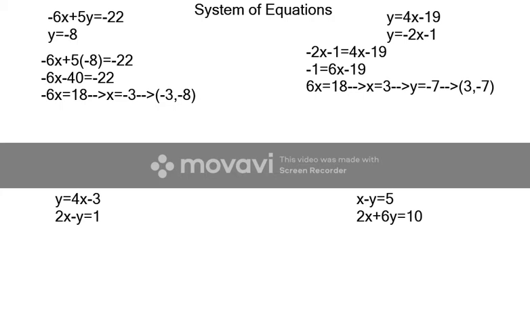Alright, so now let's go to the next one. Y equals 4x minus 3, and 2x minus y equals 1. So we can do what we just did in the question right before this, right? We know that y equals 4x minus 3, so let's input that in our second equation. So we can write 2x.